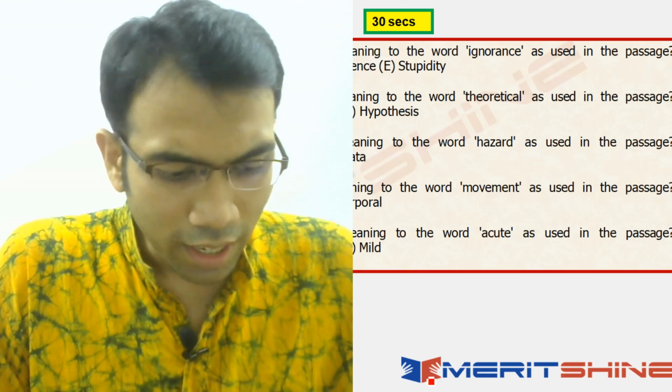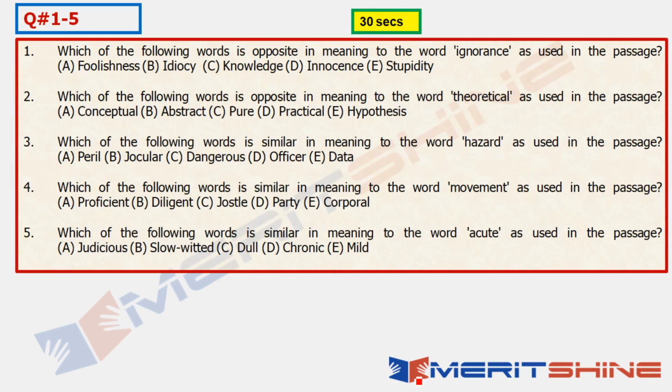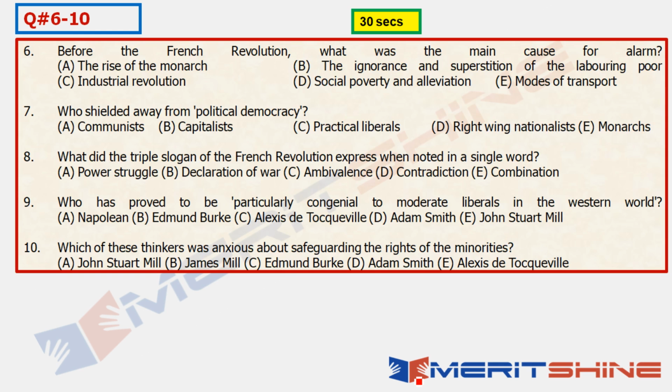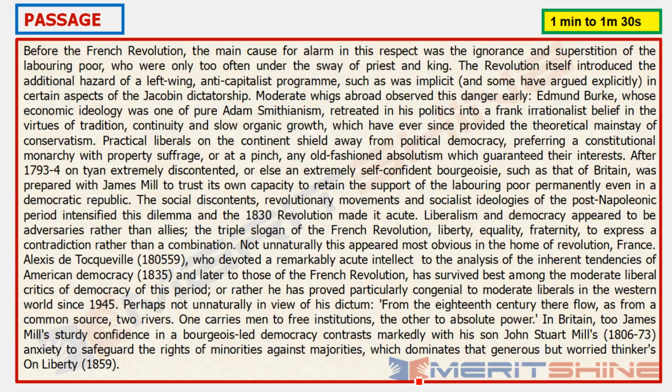Chalo, let's start off. 30 seconds for questions 1 to 5. Pause the lecture for 30 seconds. Done. Let's move on to questions 6 to 10. 30 seconds. Done. Now I am giving you the passage. 1 minute to 1 minute 30 seconds. If you are a good, fast reader, 1 minute. If you are not so fast a reader, 1 minute 30 seconds. Pause the video for whatever time you would take between these two and start.